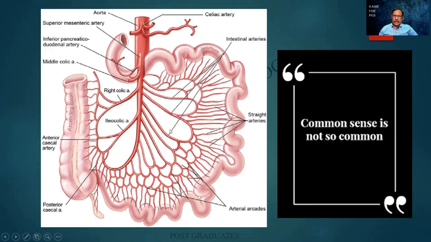So there are the multiple arteries, and I find that they are all bending in the form of an arc. So they are called arcuate arteries. And from there, you find that there will be the branches which are going in. So if there is going to be an obstruction at any one place, there will still be a blood supply to the different regions. That is the advantage of the intestine.